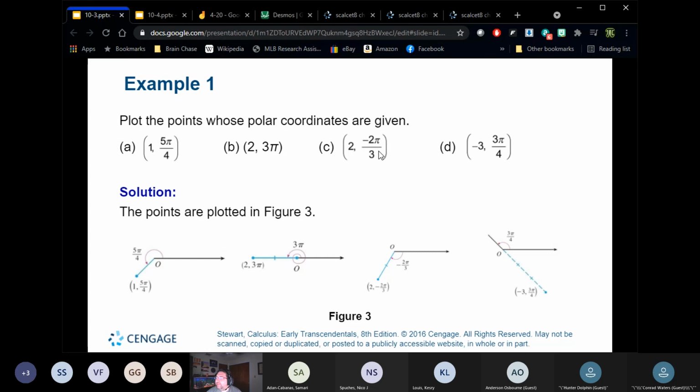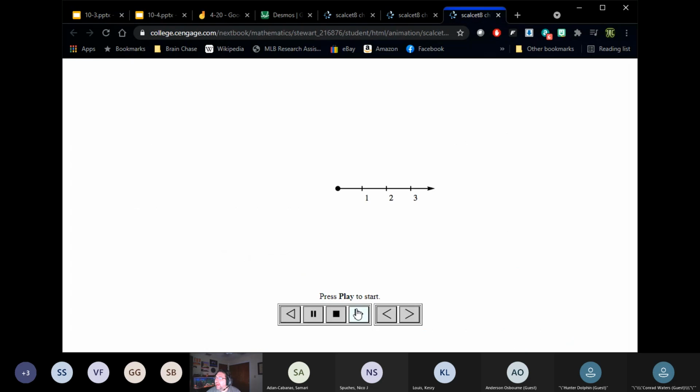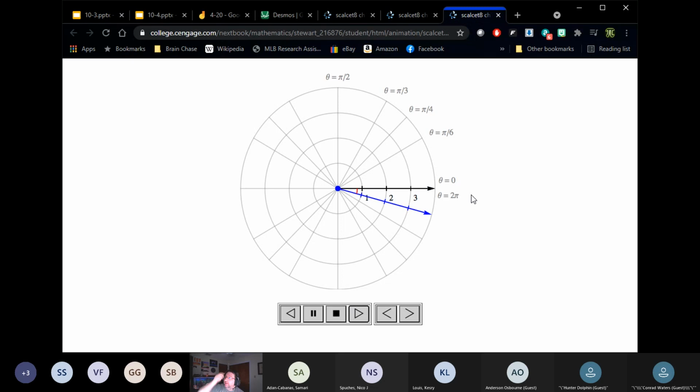The next one is 2 and negative 2 pi over 3. When we have a negative theta, you go clockwise instead of counterclockwise. So that's the negative 2 pi over 3. Another way to look at that in the positive version would be the radius, and then if we went the other direction, it would be, I can't think right now, 4 pi over 3. Sorry, simple subtraction eludes me this afternoon. So it would be 4 pi over 3 in the other direction.